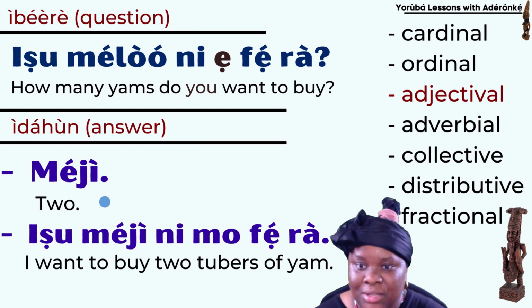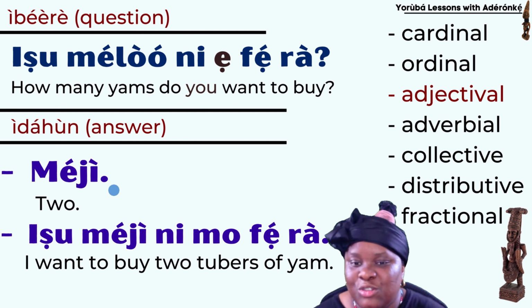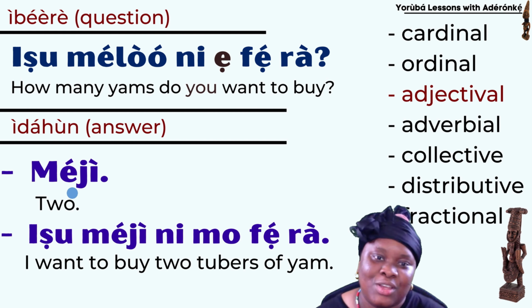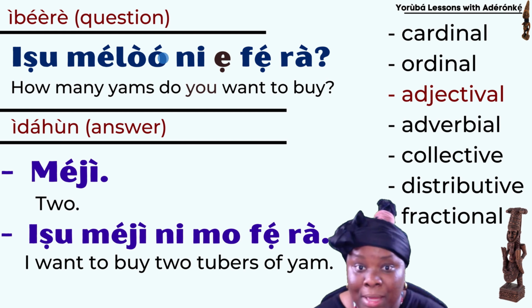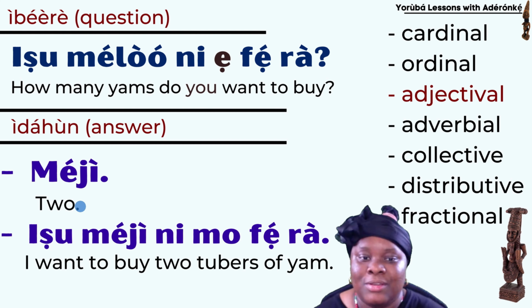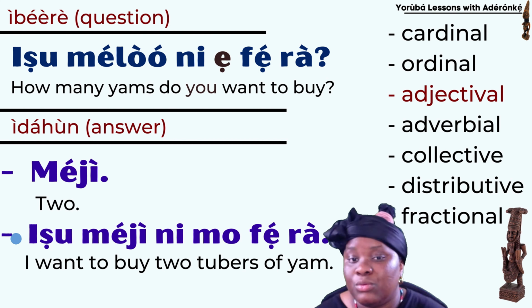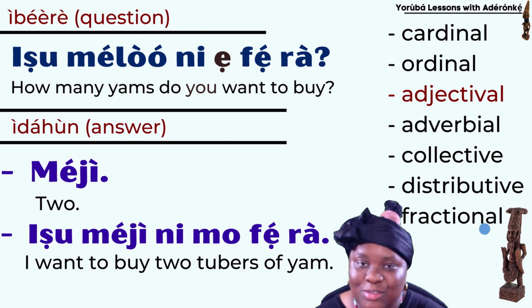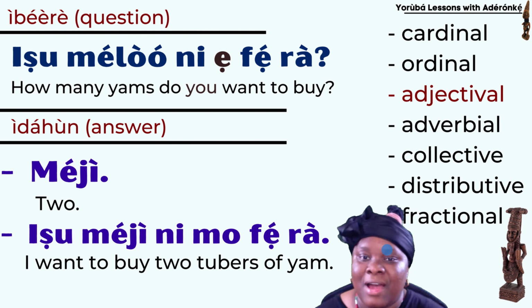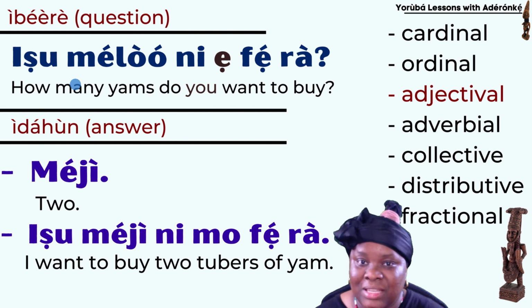If you say méjì, that's fine. We typically do short statements, short answers. The central point is the how many there, mélòó. So méjì, two. That's fine. If you want to give a fuller statement, you could say Iṣu méjì ni mo fẹ́ rà. I want to buy 2 tubers of yam. This one answers the question, how many? What's the quantity? That's the adjectival. That's the attribute, the quantity. Méjì, 2, or Iṣu méjì ni mo fẹ́ rà.